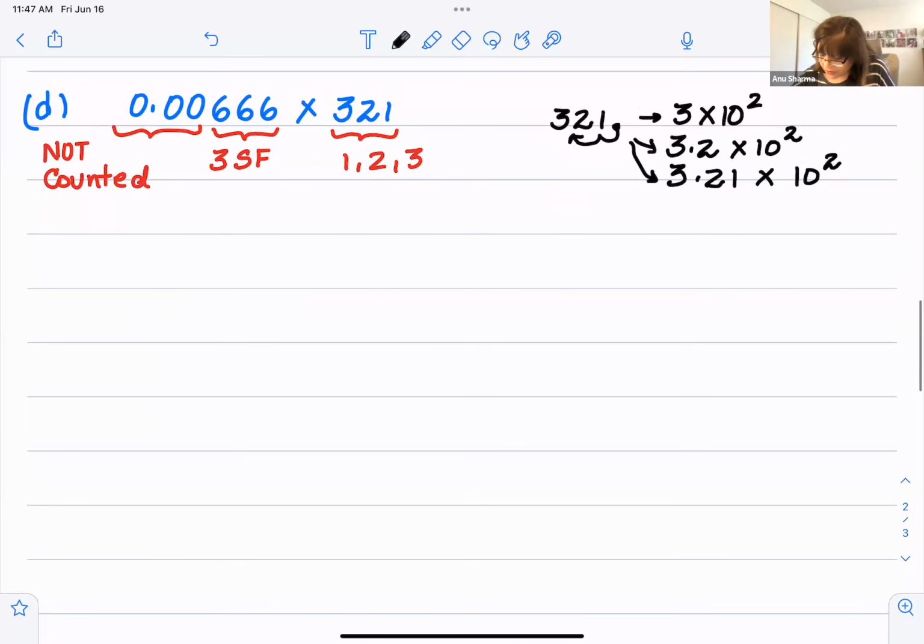So when we are multiplying, exact numbers, even though they have all these variable significant figures, we ignore them. So your final answer should have how many significant figures? 3 significant figures. All right.